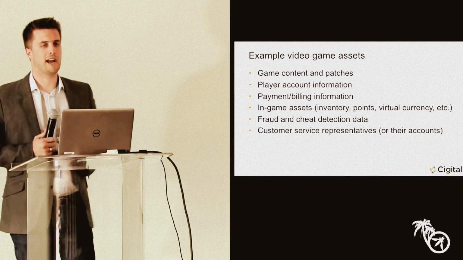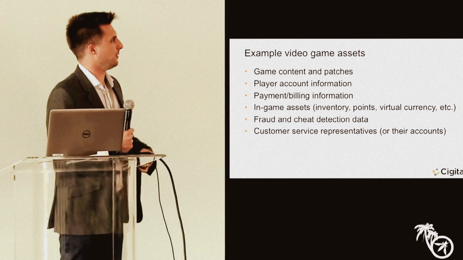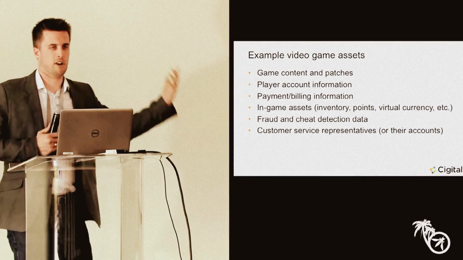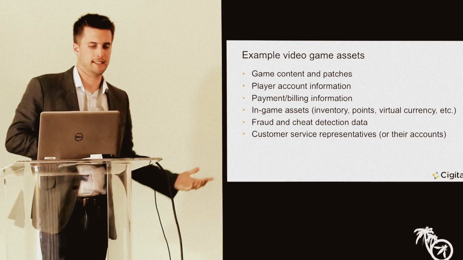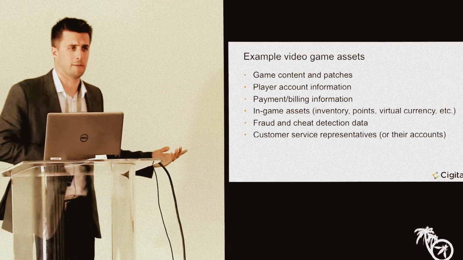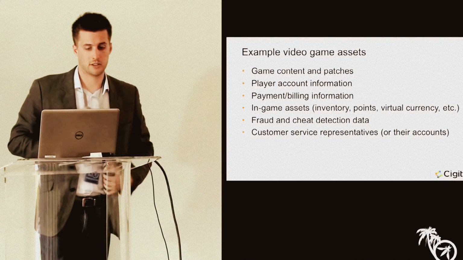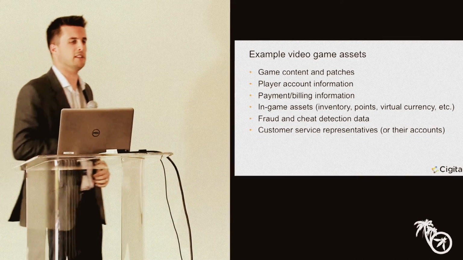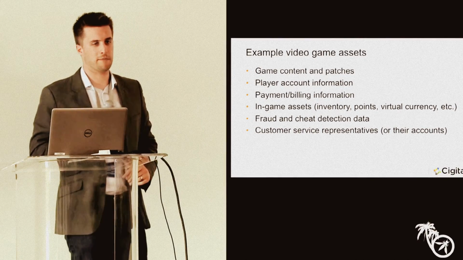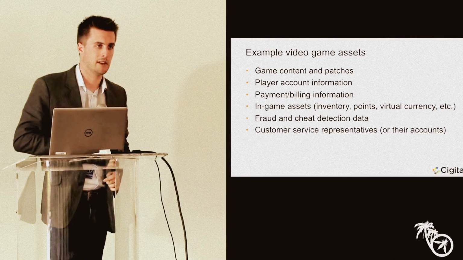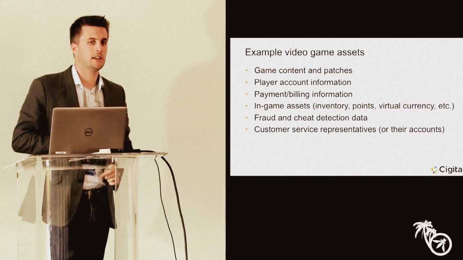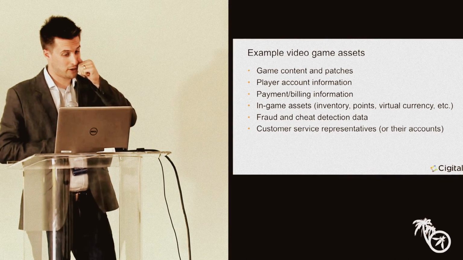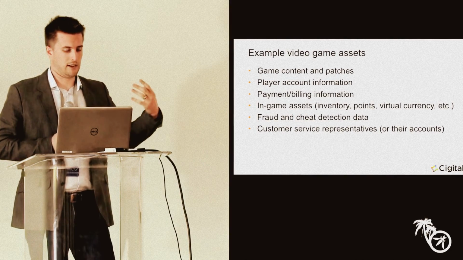Video game assets. So going back to the threat modeling example, or process, rather. We can have video game assets that are game content, the patches, the downloadable content, that sort of stuff. Player account information, billing information. That's always interesting. If you've got 5 million subscribers to your game, you've got 5 million people using some form of payment, which means 5 million targets to rip them off if you gained access to that billing information. So you want to protect that. There's fraud and cheat.